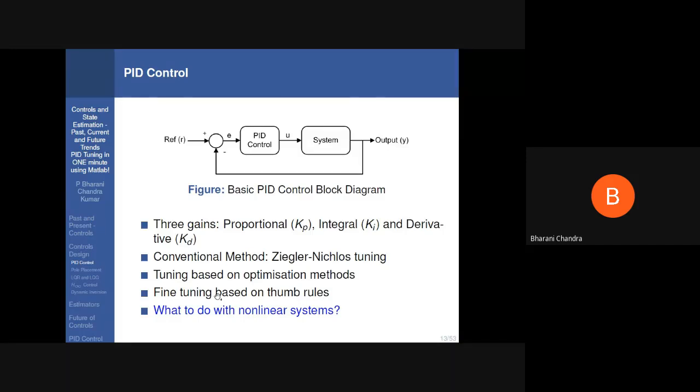Another class of tuning methods is based upon optimization techniques like PSO, genetic algorithms, or Firefly. There are many new heuristic methods one can use to find these gains. And as I told, once these gains are obtained, one can always use fine tuning based upon the thumb rules. And what to do with the nonlinear system? So this is the big question. We will address this at the end of this lecture.